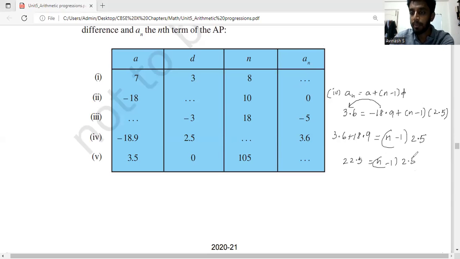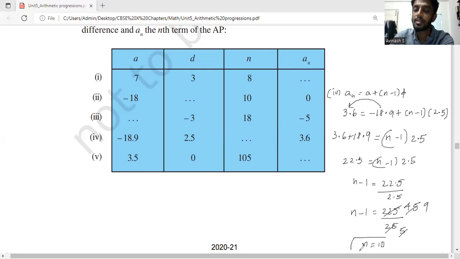Now in the next step, n minus 1 is here, 22.5 is here, divided by 2.5. This 2.5 comes to the denominator. Now you can directly cancel, or if you're not able to understand, you can multiply by 10 and 10 in the numerator and denominator. So this becomes 225 divided by 25. So we know in 5 tables, it's 5 times, and this is like 45 times. And again, we know in 5 tables, this is 9 times. So we get n is equal to 10. This is the answer for the fourth subdivision.